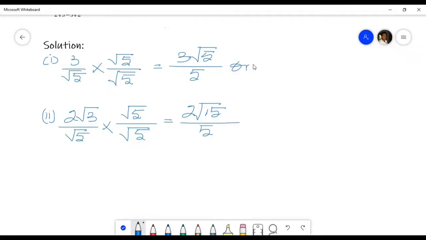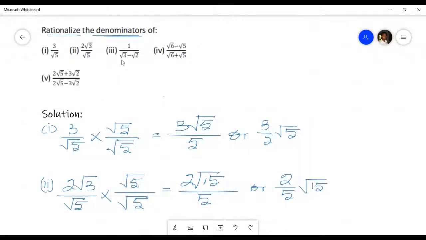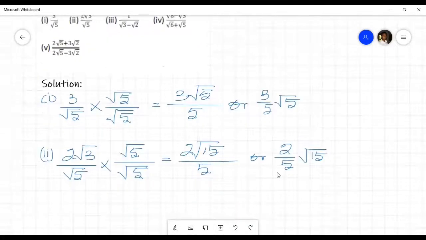I hope you have understood till here. We can also write the first answer as 3 by 5 root 5, and the second answer as 2 by 5 into root 15, or 2 by 5 root 15. I hope you have understood it. Let's see the third question.